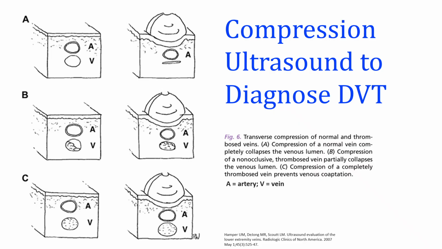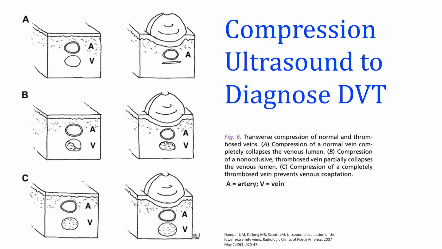We've spoken a fair amount about compression ultrasound, and this figure demonstrates how compression ultrasound is used to evaluate for DVT by assessing whether the vein collapses under probe pressure. In panel A on top, a normal vein fully compresses when pressure is applied with the ultrasound probe, indicating that no thrombus is present. In panel B in the middle, the vein partially compresses, suggesting the presence of a non-occlusive thrombus within the lumen.